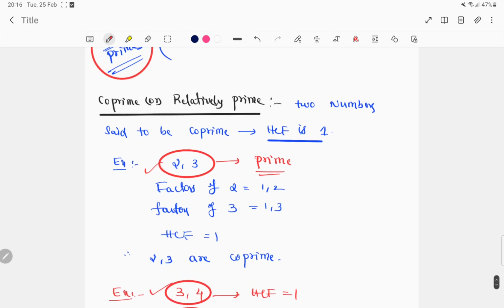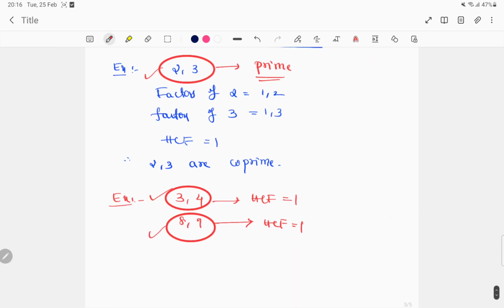Clear children? This concept is very important, even from a 10th class point of view. In 10th class MCQs also they will ask what is relatively prime, what is coprime. Okay children, clear? So this is the basic class about the types of numbers.